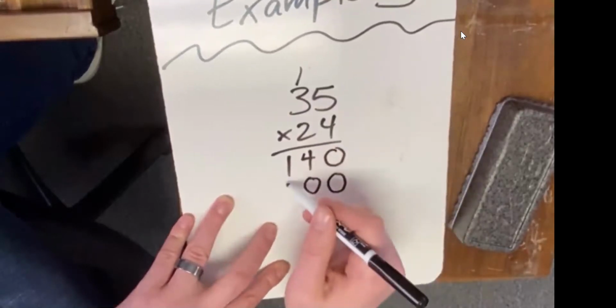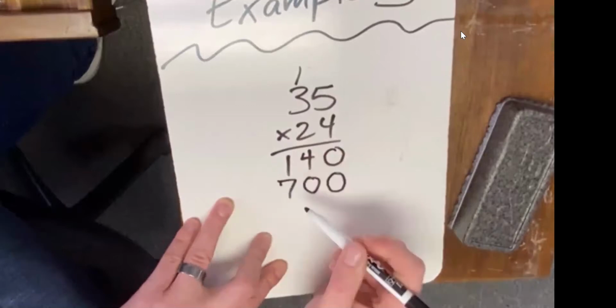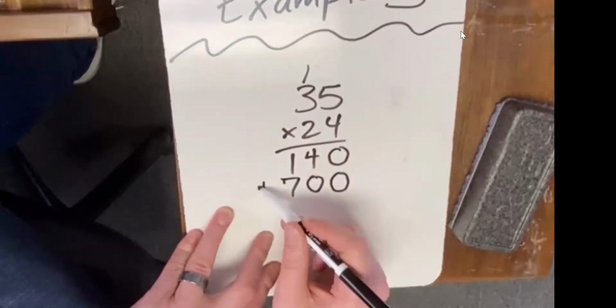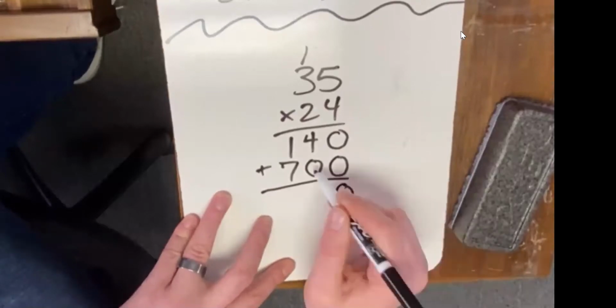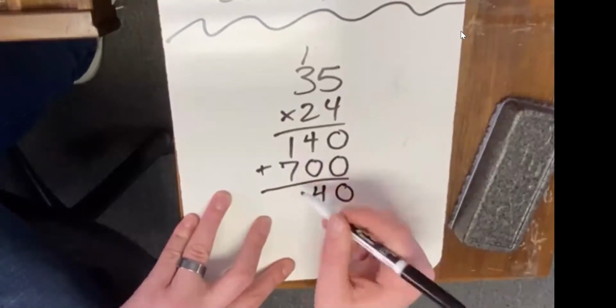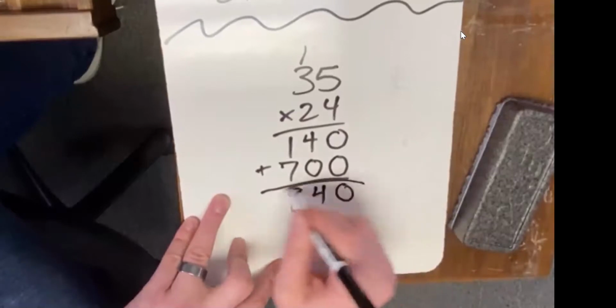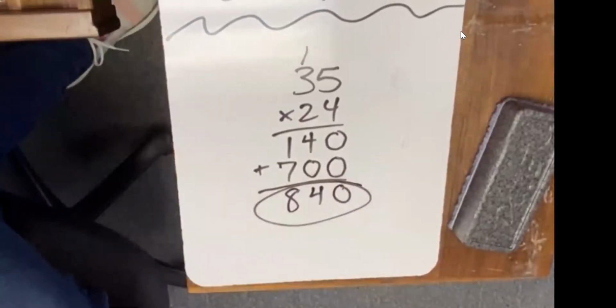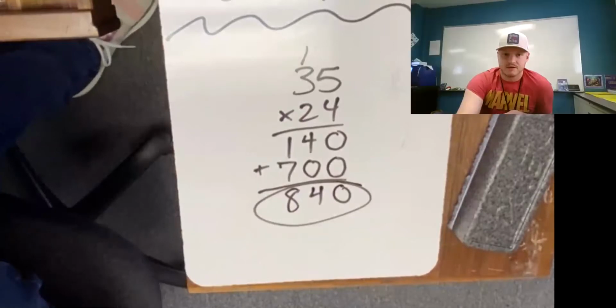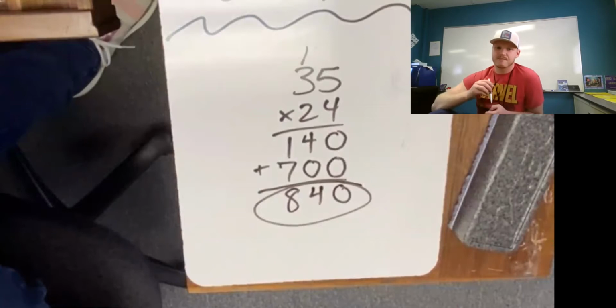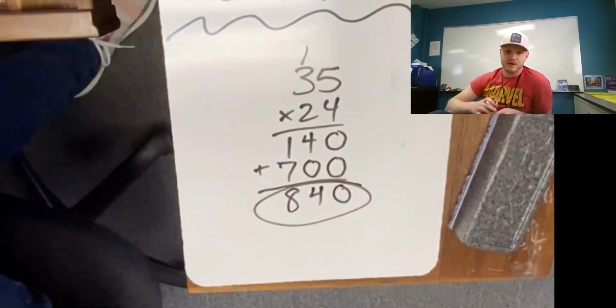Now I need to add those 2 numbers that I just got together. 140 plus 700. 0 plus 0 is 0. 4 plus 0 is 4. 1 plus 7 is 8. So my answer is going to be 840. All right. So that is all I have for you guys for this lesson, for lesson 51.